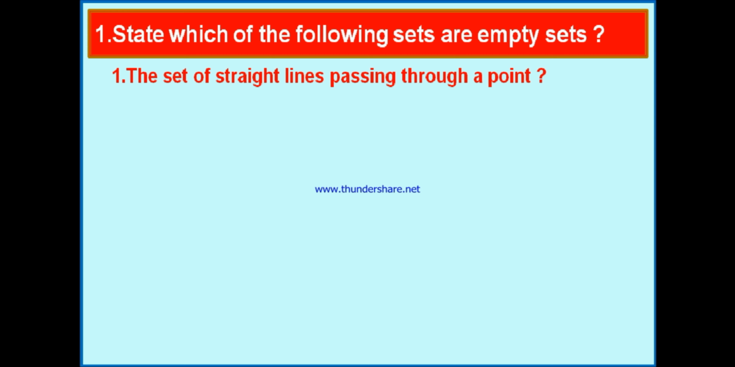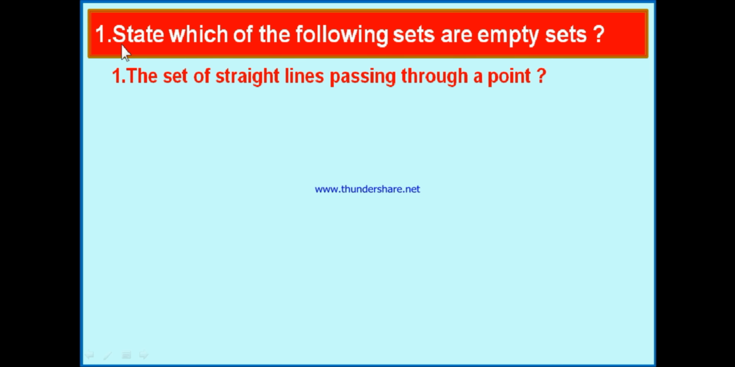If I have given a point, for example, you take this as a point, then how many lines can you draw passing through this point? This is one line, second line, third line, fourth line, fifth line. Like this you can draw infinite number of lines passing through a single point. Therefore, since there are infinite elements in this set, it is not an empty set.